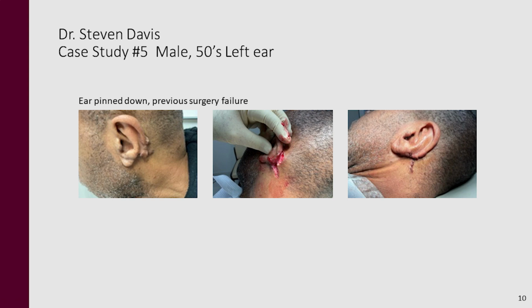So in the center slide, you can see how I pulled the ear back and tried to recreate a sulcus behind his ear, between the posterior scalp and the ear. And I did a little of this, a little of that, and it closed very nicely. In the far right picture, you can put your finger behind this and it lifts up a little. It's not perfect. But today he was in for suture removal, 6 weeks later.